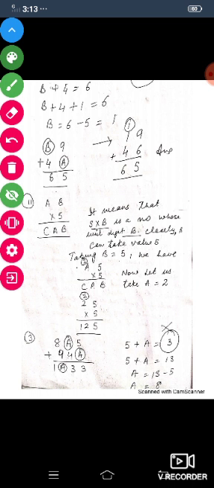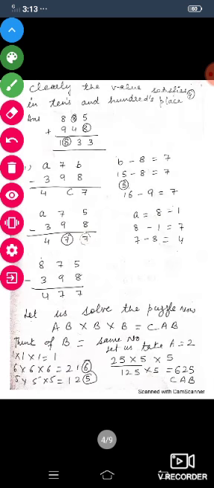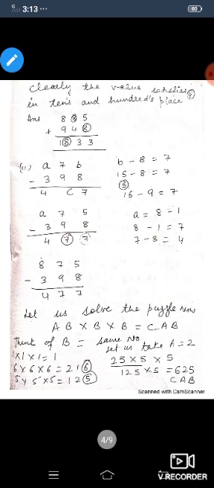Again A, in the previous part we have got A as 8. Just put down the values. Clearly the value is satisfied in the tens and hundreds place. It will become 885 plus 948, and the answer is 1833.